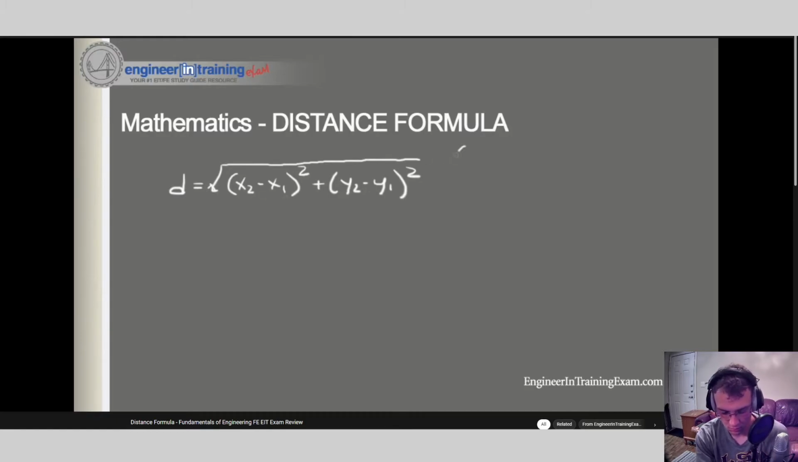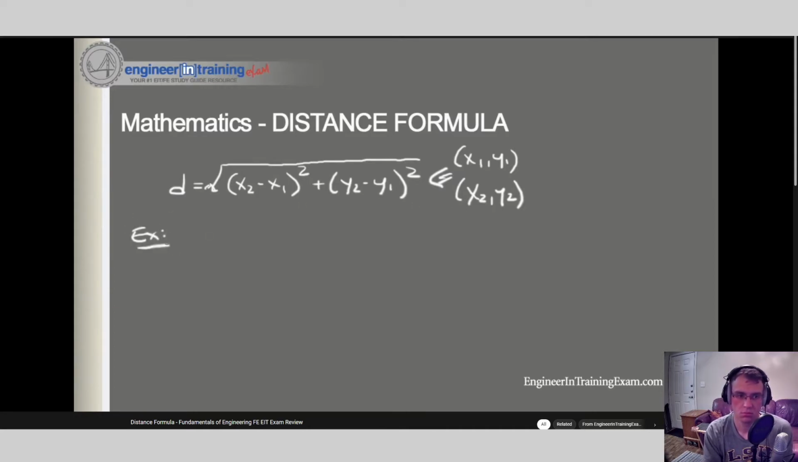Now this is, of course, if we're given x1, y1 and x2, y2. So all we need to do is plug this given information into the distance formula, and we will be able to determine the distance between those 2 points. So let's look at a quick example here. Let's say that we're given the points -3, -2, and we're given the point 5, 2.